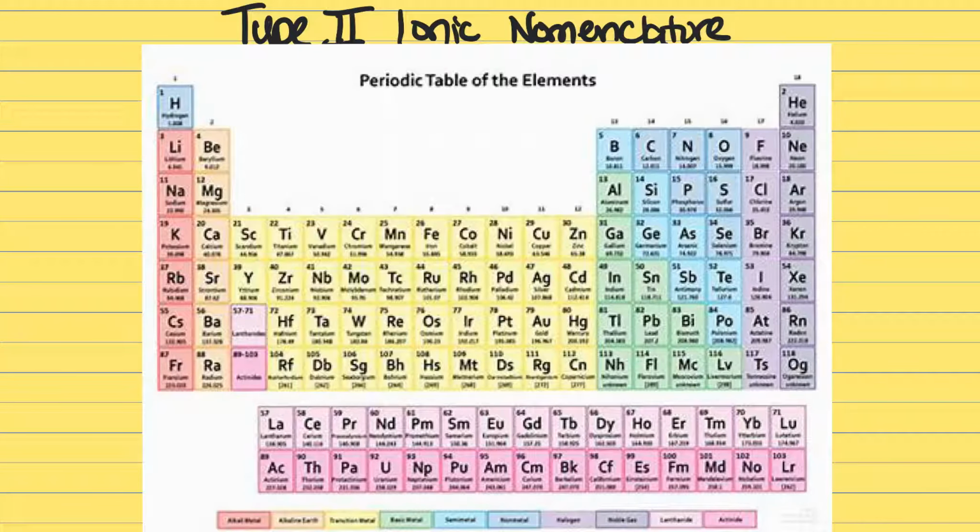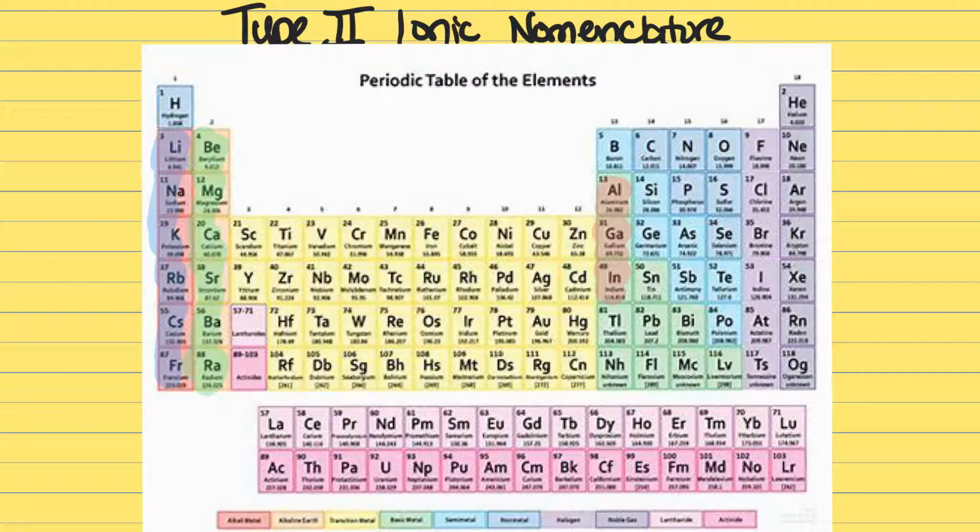Okay, in this video, we're going to talk about type 2 ionic nomenclature. And just to quickly review, ionic compounds are always compounds that consist of a metal and a nonmetal. The difference between type 1 ionic nomenclature and type 2 ionic nomenclature: in type 1, we're mostly dealing with elements from the alkali metals, the alkaline earth metals, and then aluminum, gallium, indium.